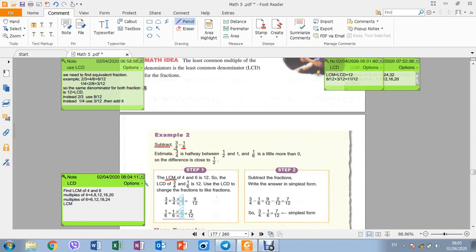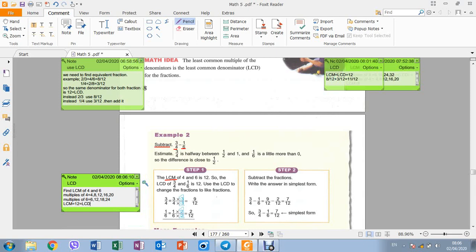LCM is the repeated number in both multiples. LCM equal to how many? 12. So LCM is 12. LCM equal to what? LCD directly. This is LCD. Now that's all very good.